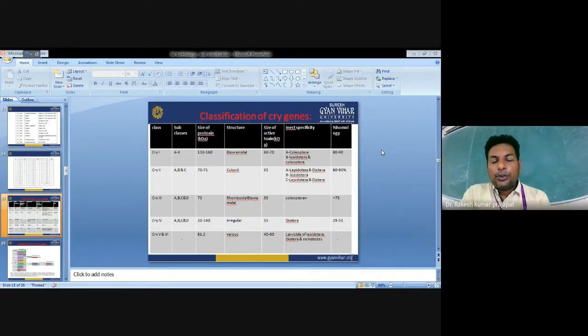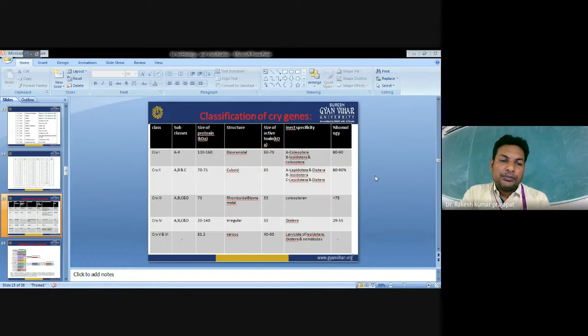Next is Cry2 protein. Cry2 has subclasses A, B, and C. The size of this protoxin is 70 to 71 kilodalton. Structure is cuboidal shape. Size of toxin is 65 kilodalton. Insect specificity is Lepidoptera and Diptera. Percent homology is 80 to 90%.